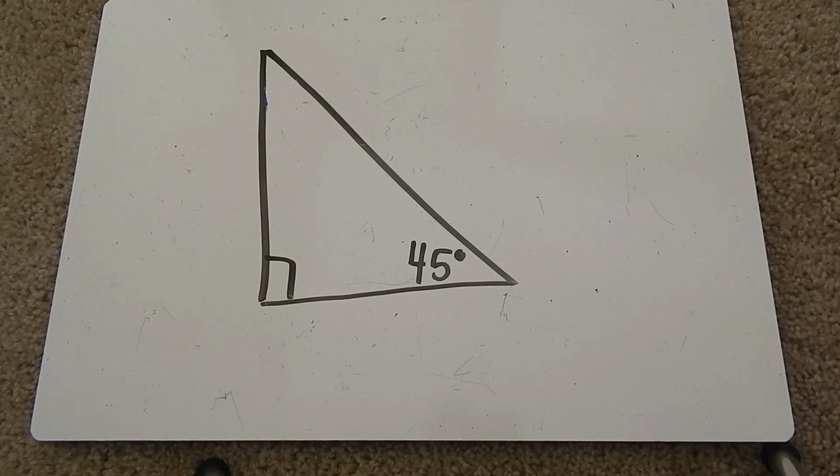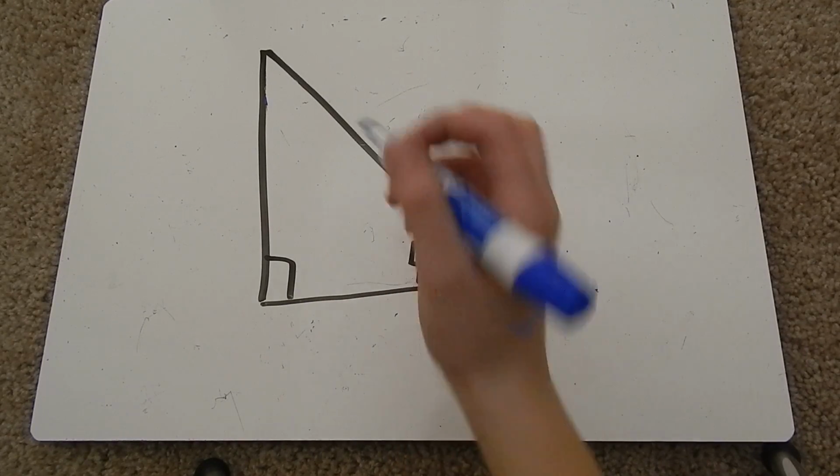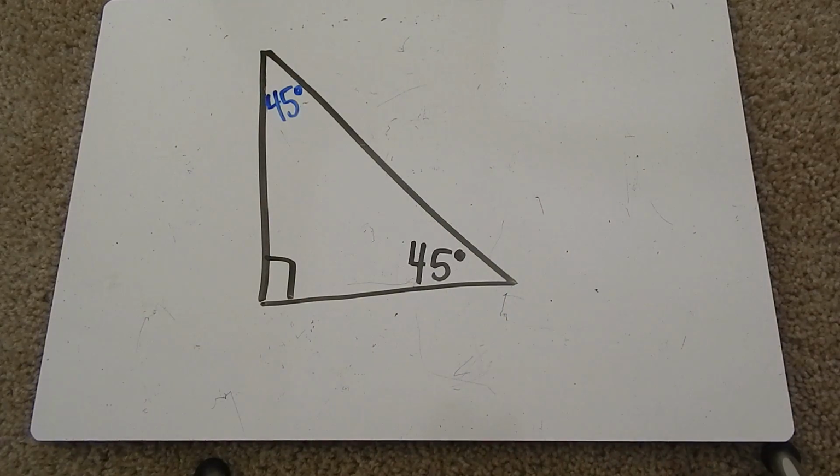This triangle is special because it follows a certain pattern. First of all, the way I know this is a 45, 45, 90 triangle is because if this is 90, and this is 45, this has to be 45, because they all have to add to equal 180. That would be the only situation where all angles add to 180.